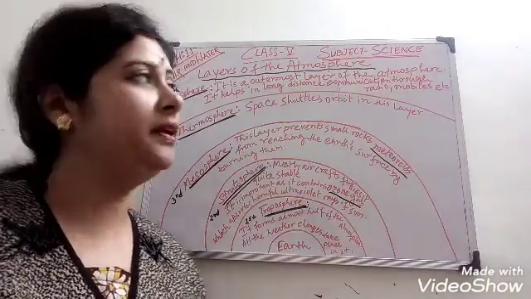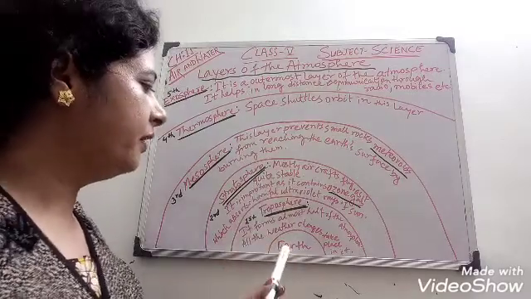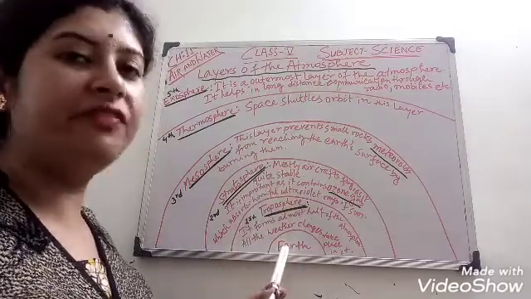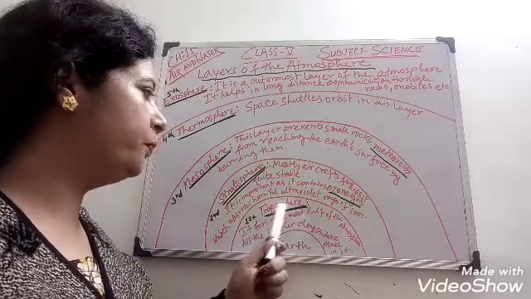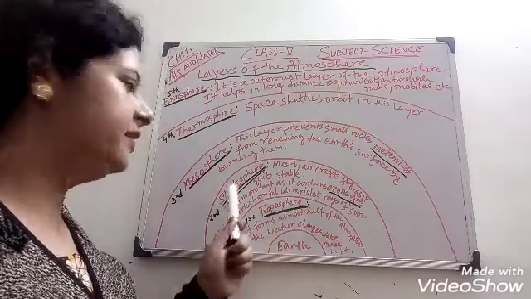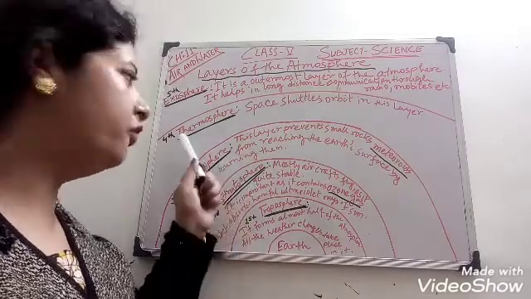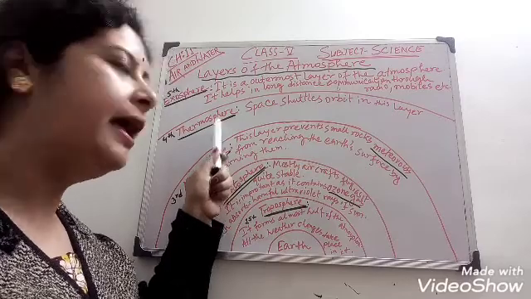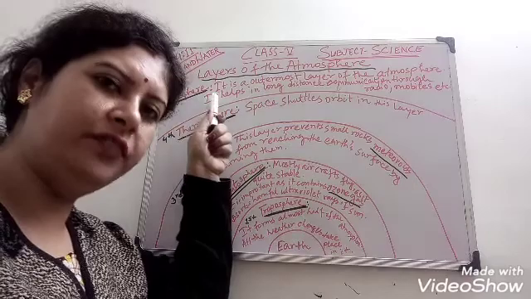Now, our next topic is layers of the atmosphere. First, there are 5 layers. Okay. The name of the first layer is troposphere. Second layer is stratosphere. Third layer is mesosphere. Fourth layer is thermosphere. And the fifth layer, or the outermost layer, is known as exosphere.